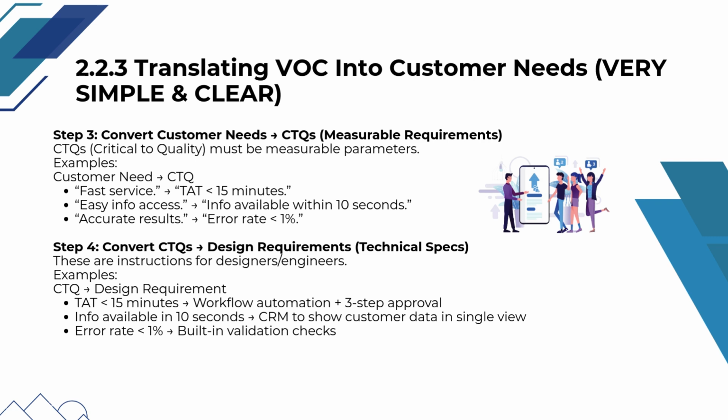Step 4 then transforms these CTQs into design requirements or technical specifications that engineers can implement, such as automating workflows with a 3-step approval to meet TAT targets, configuring a CRM to display customer data in a single view, or adding built-in validation checks to maintain accuracy. This process ensures that customer expectations are directly linked to actionable design solutions.